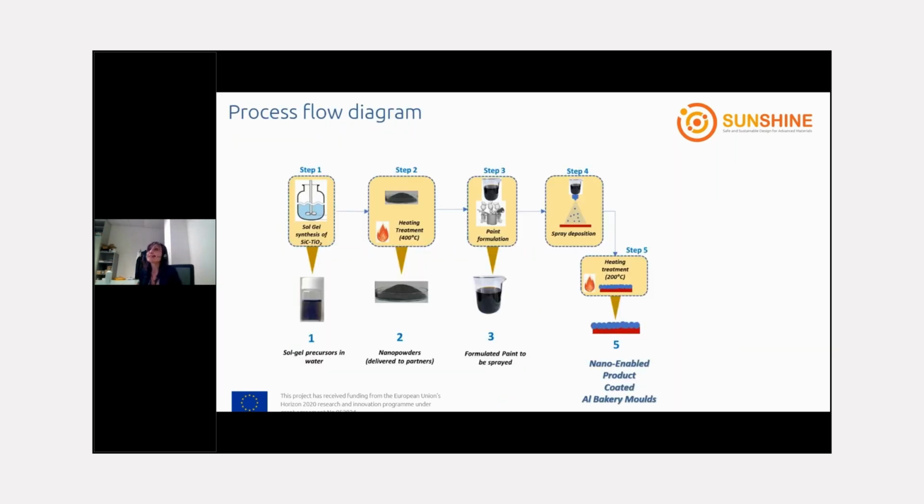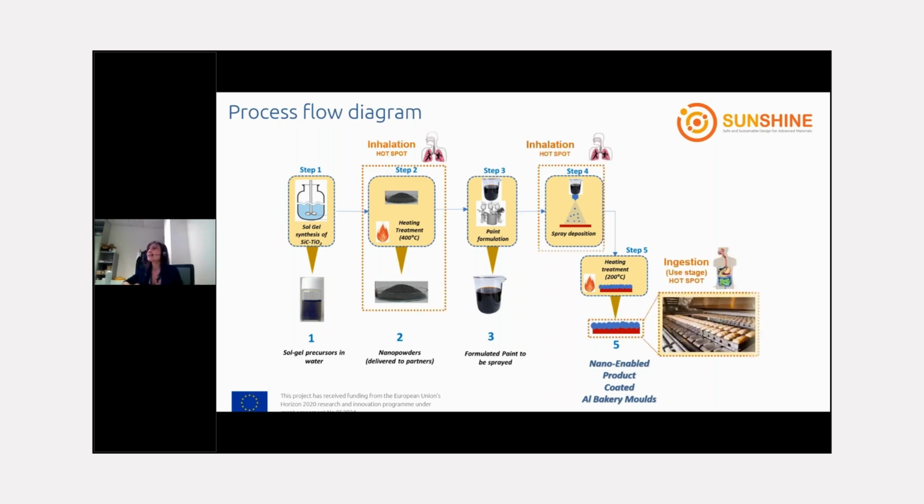I reported here the process flow diagram for the production of the material in the Laurentia company. It starts from a wet synthesis by sol-gel of the nanoparticles that are heated at 400 degrees in order to achieve a nanopowder that is embedded into a silicone paint formulation, sprayed on the aluminum trays that are finally cured at 200 degrees in order to achieve the coated aluminum trays, our nano-enabled products.